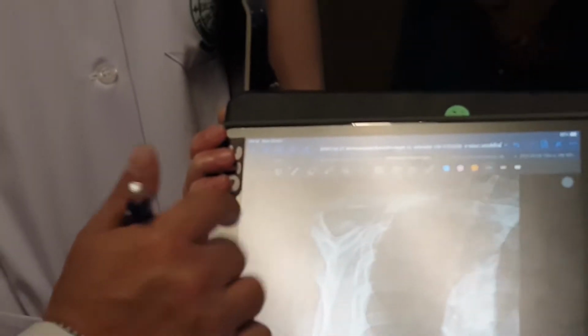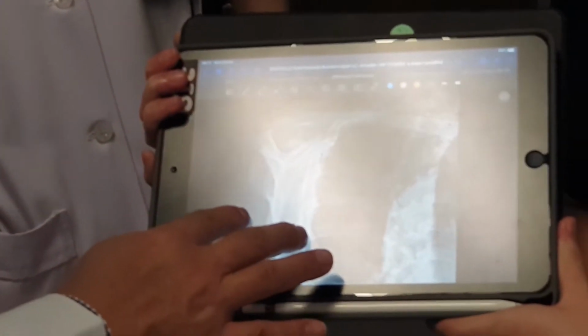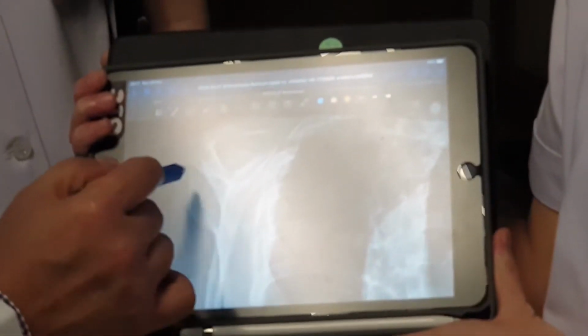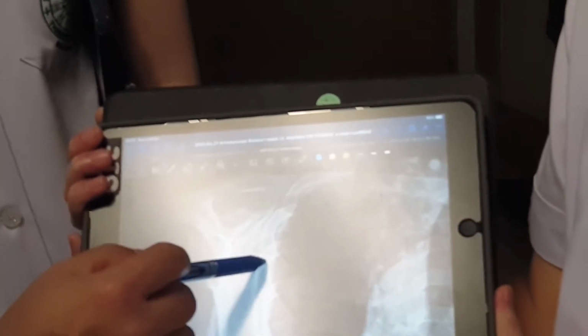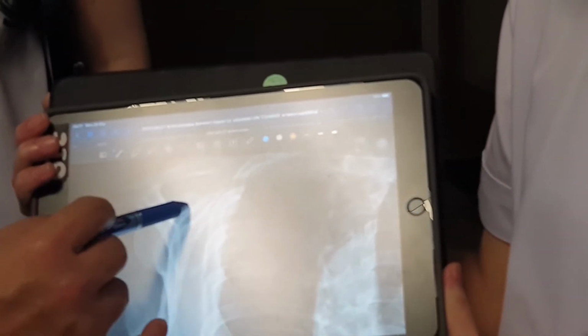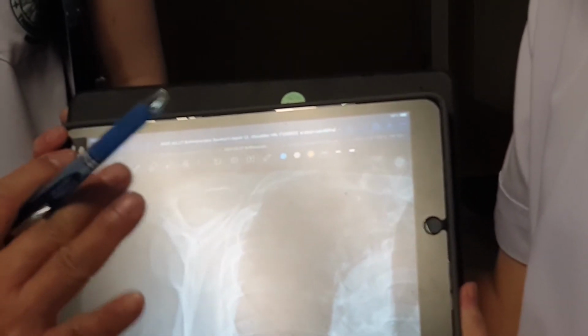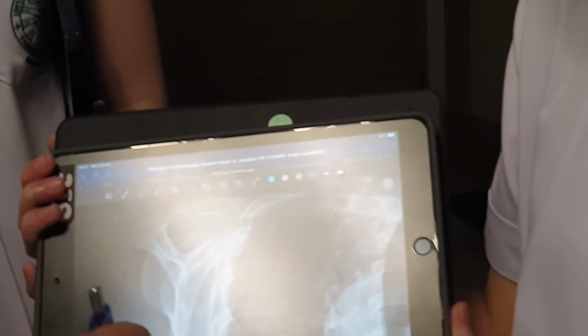Okay. And now you see the Y view. It looks good. This is the Y view. You see the head coming back right to the center. That means it's already reduced. Okay, it's already reduced.